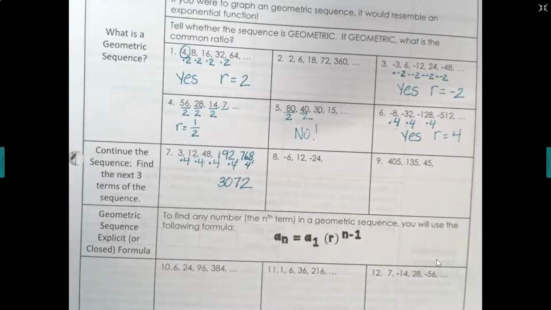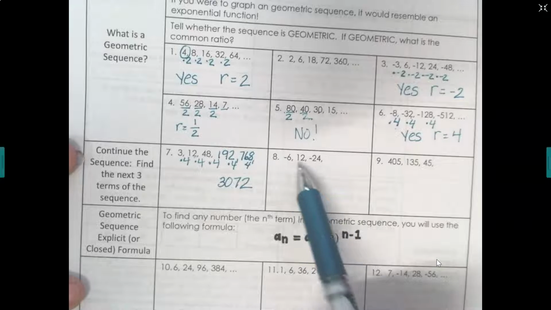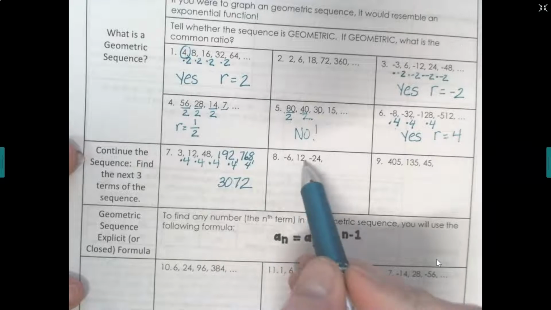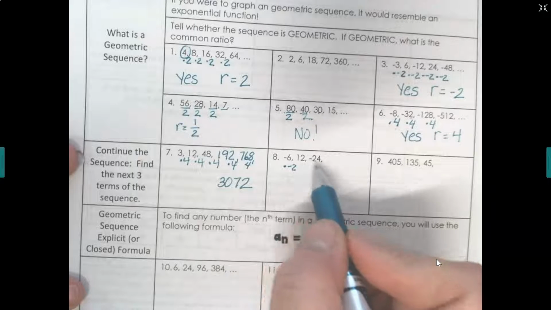72. I just kept following the same pattern. Let's look at number 8. Notice the alternating signs. That means whatever you're multiplying by is negative. So to get from 6 to 12 through multiplication, it'd have to be times negative 2.